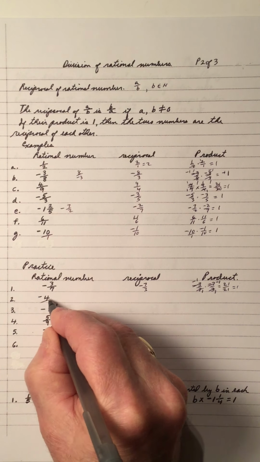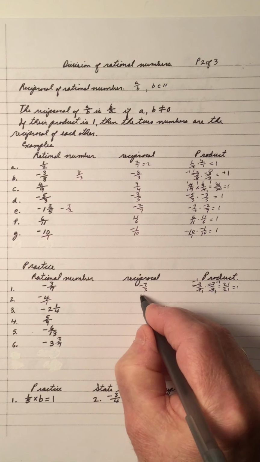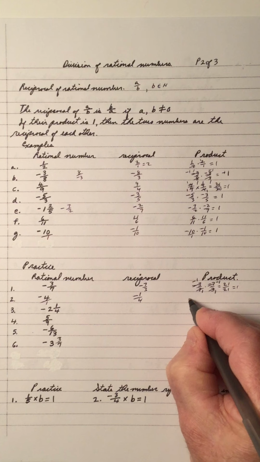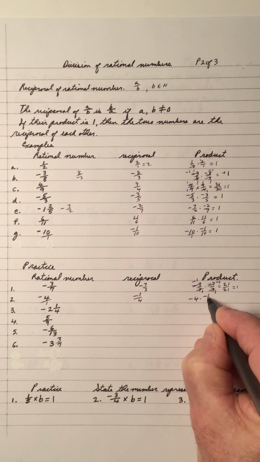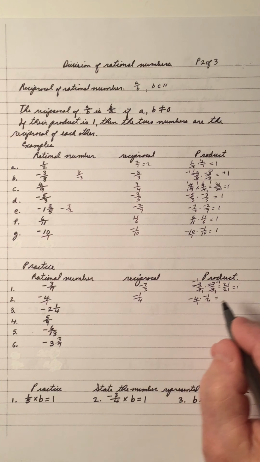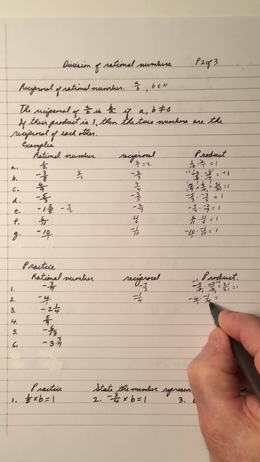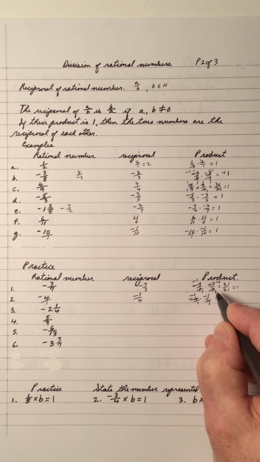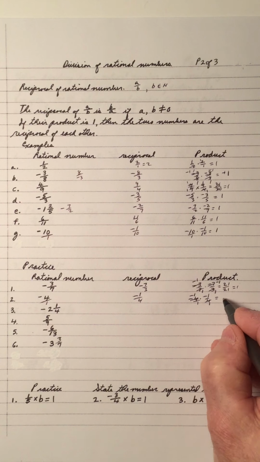Negative 4 is understood to be negative 4 over 1. The reciprocal is negative 1 over 4. So negative 4 times negative 1 over 4 is 4 over 4, which is 1, or you can cancel. 4 into 4 goes once, 4 into negative 4 goes negative 1. Negative times negative is positive, so you get a 1.